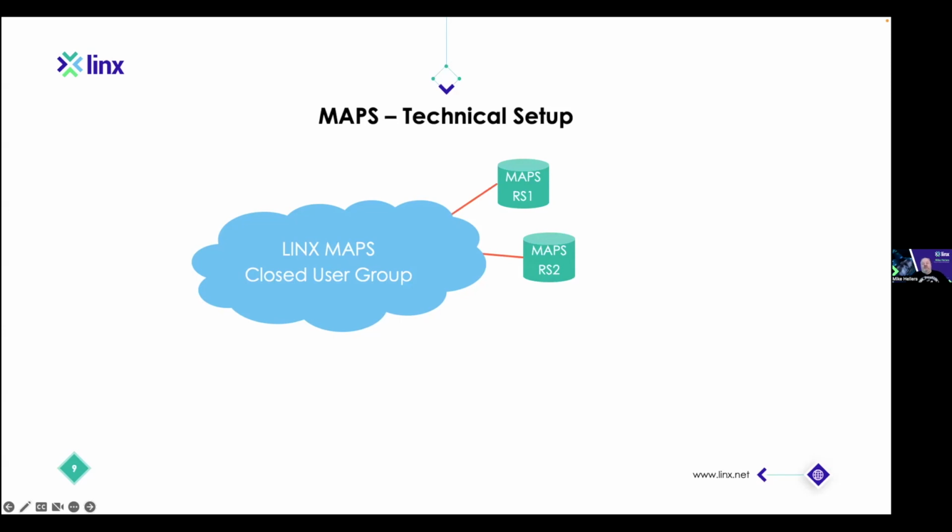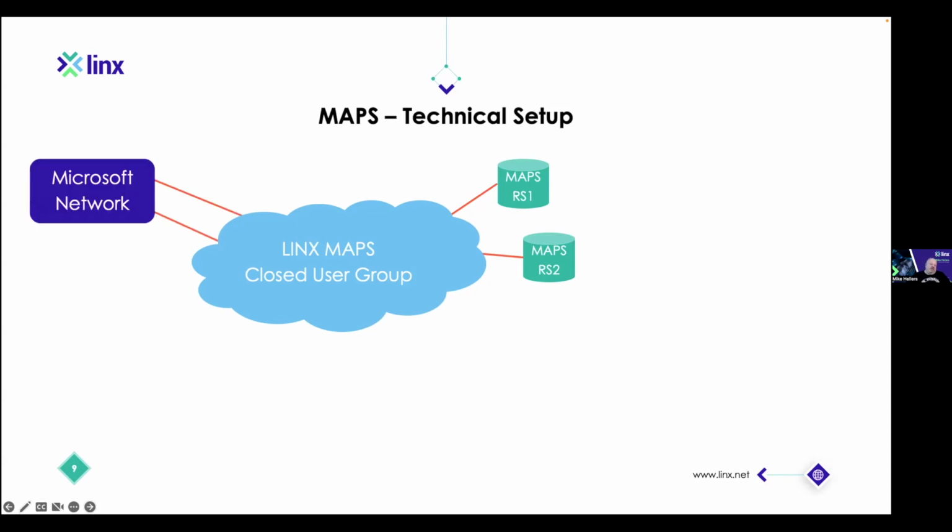As part of that closed user group, we're operating 2 root servers. For those less familiar, in the end they're root reflectors, but root servers in the case of internet exchanges. We're operating 2. They are in 2 different locations on our network. Again, that's part of it being a fully resilient setup.